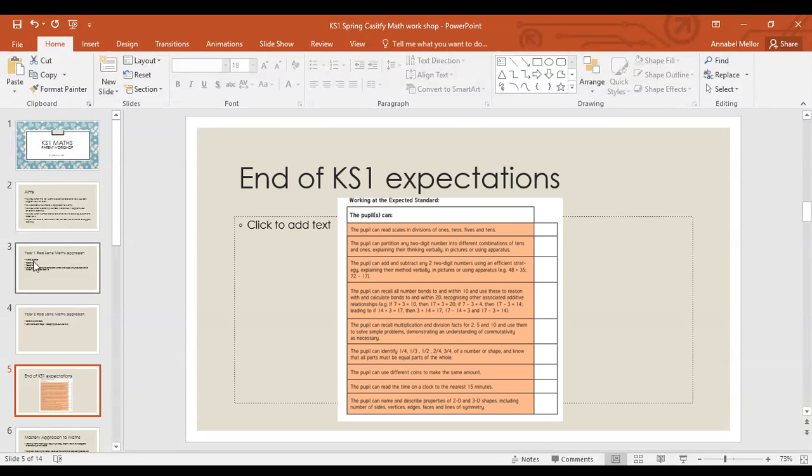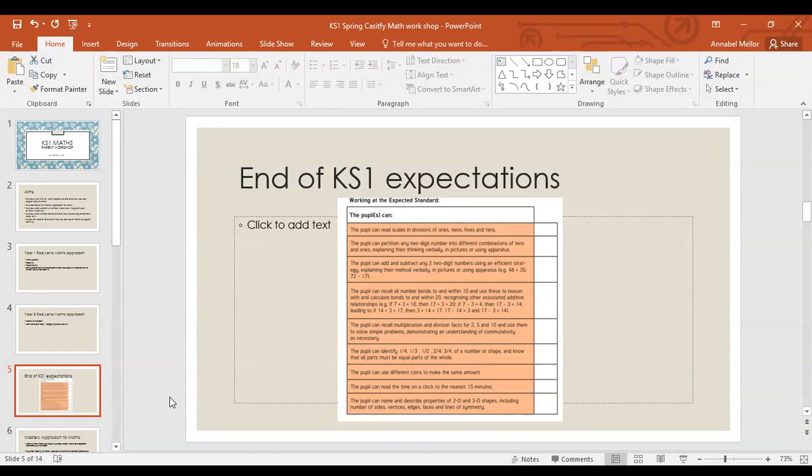By the end of Key Stage 1, these are the expectations of the children. By the end of Year 2, we do expect children to be able to read scales in divisions of 1s, 2s, 5s and 10s, be able to partition any two-digit number into 10s and 1s, be able to subtract and add any two-digit number, be able to recall all number bonds to 10 and make connections, knowing that 7 add 3 equals 10, then 17 add 3 equals 20.